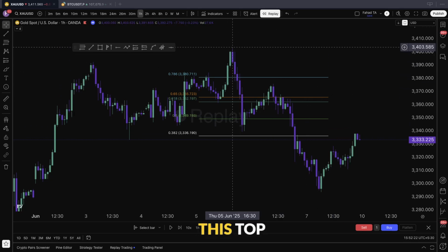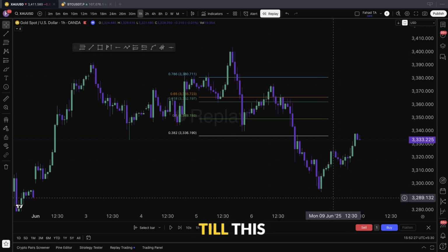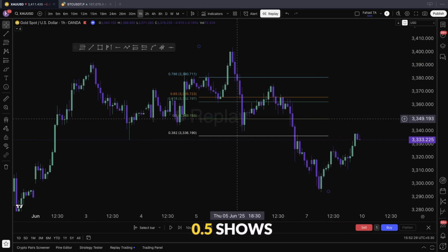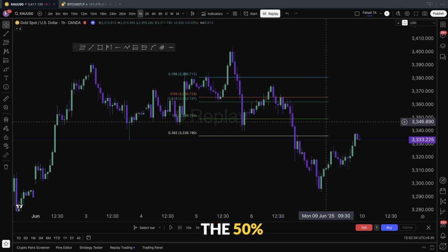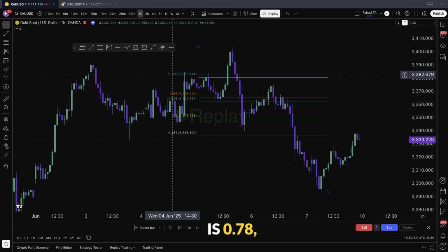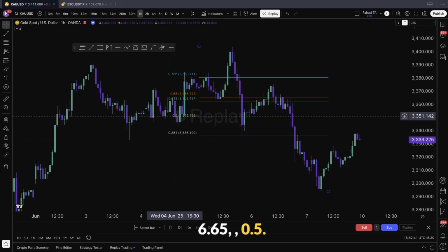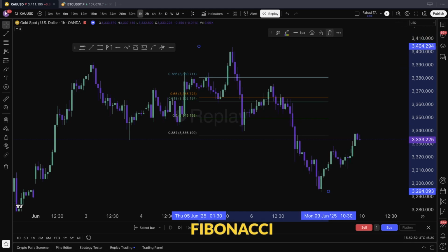Let's say you mark this top and you mark this particular low. Now from this top till this low, the level of 0.5 shows that this is the 50% between this area. So that's the 50% of your zone. That is how Fibonacci works, and that is what the different levels are. This is 0.786, 0.65, 0.5. So it's basically 50% and eventually even higher. That is how Fibonacci actually works.